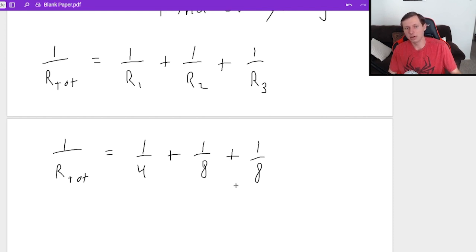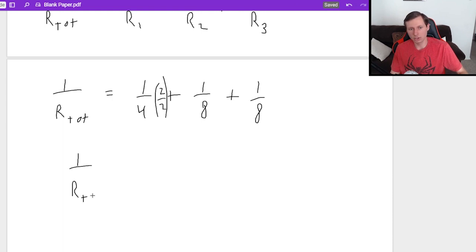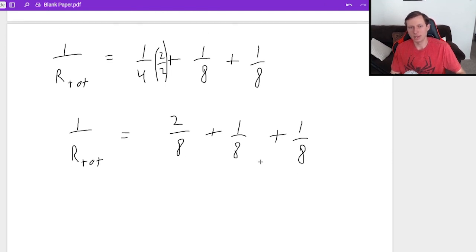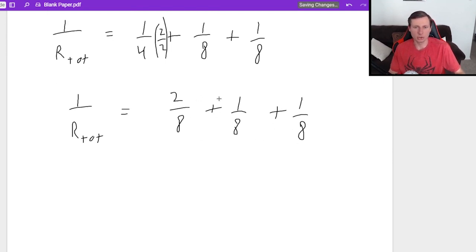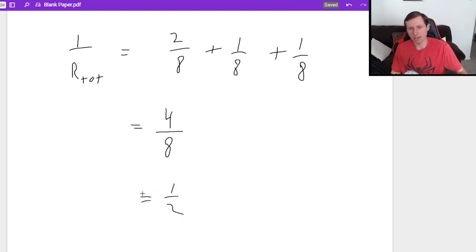The common denominator here is going to be 8, so that means I'm going to multiply my first one by 2 over 2. That means that 1 over R total equals 2 over 8 plus 1 over 8 plus 1 over 8. And then I can just add these fractions together. 2 plus 1 plus 1 is 4. So that's 4 over 8, which does reduce to 1 half. But remember, that's 1 over R total.